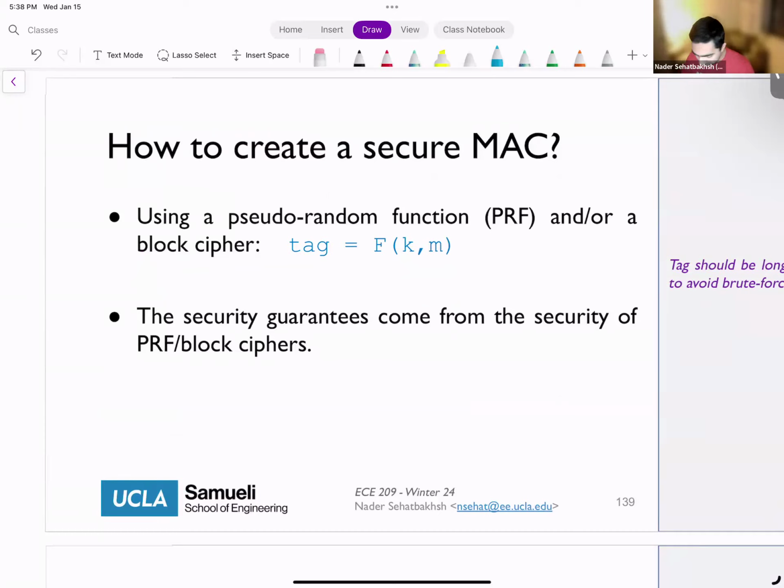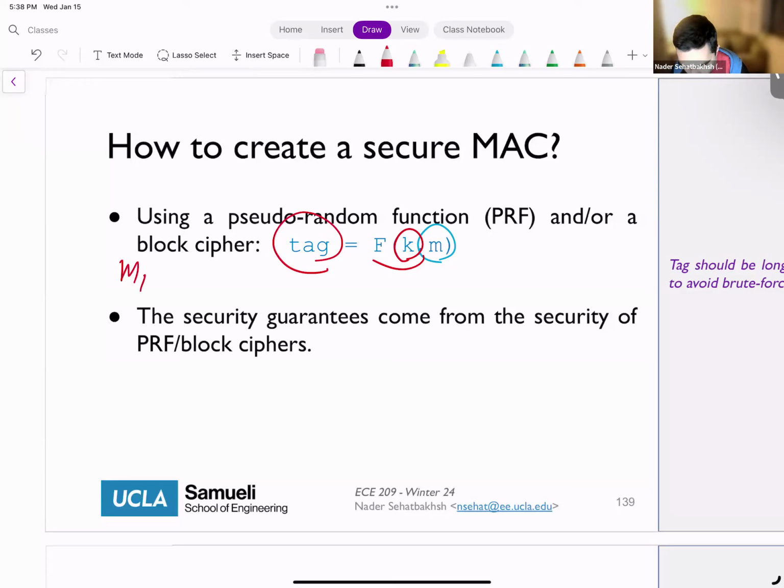For secure MACs, there are a bunch of different solutions. The very famous, straightforward and popular solution is just using encryption. In other words, using some form of a PRF and a block cipher. What you can do is that the tag could be the encryption of the message, or something similar to encryption. So if I have a message and a secret key, I compute F_K of M. This could be, for example, the AES PRF. That would be the tag.